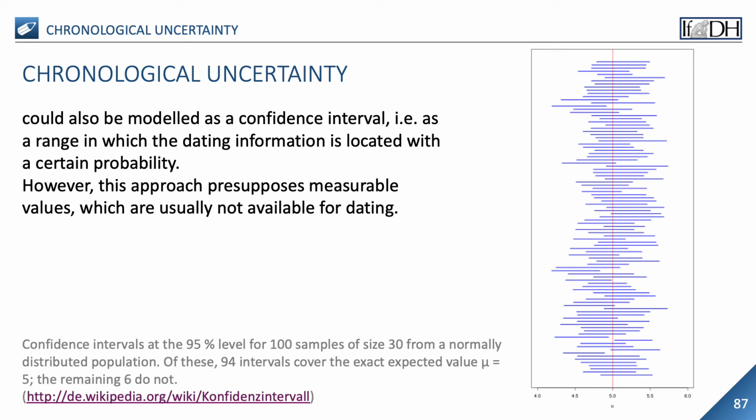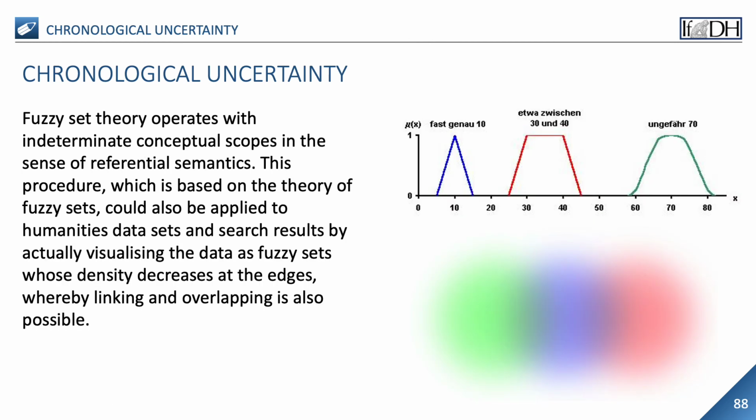The confidence intervals established in the natural sciences are not normally used in the humanities because the depiction of exact-looking values thereby gives the impression of exact knowledge, which is often not only incorrect but also levels the complexity of the facts. This is because this approach presupposes measurable values, which are usually not available for dating. The modeling of fuzziness therefore poses a particular challenge, especially in information technology systems that are normally not exact.